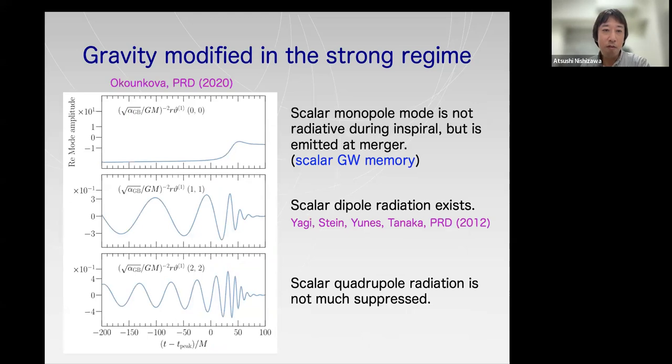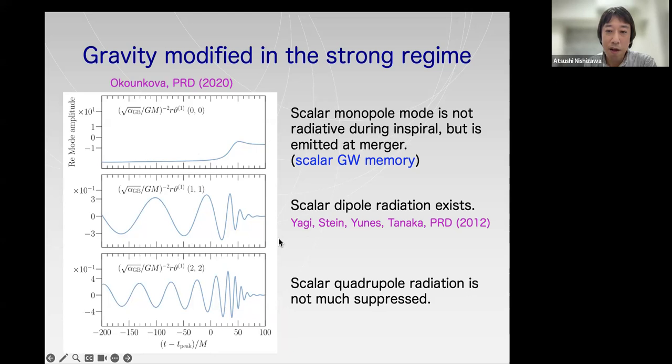And also in the simulation, scalar gravitational waves are computed. So this scalar emission comes from the dynamics of the scalar field. The top one is a scalar monopole mode. This is almost constant during the inspiral and merger, but after the merger, the amplitude jumps to another constant value. So this is a scalar memory effect, and I will come back to this phenomenon later.